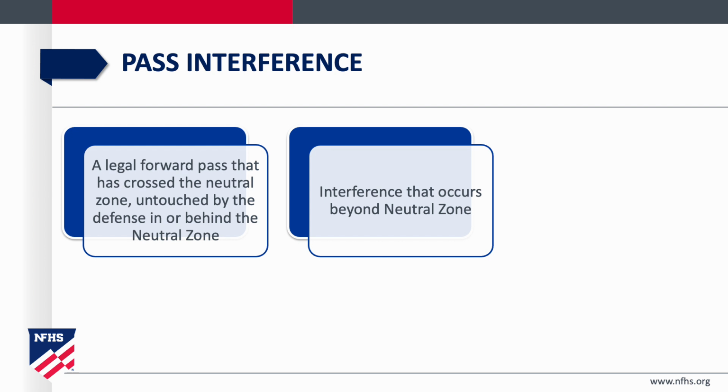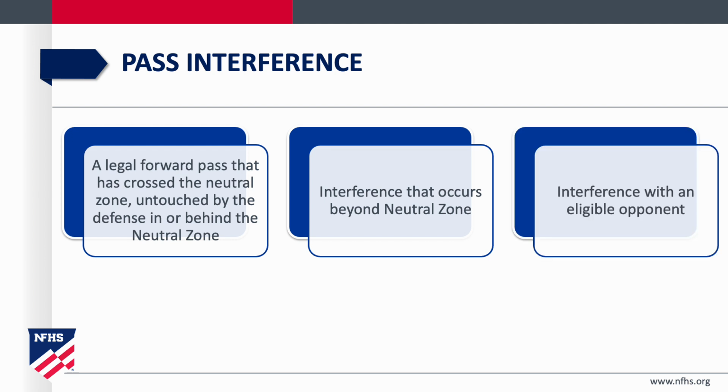Next, any contact that is in or behind the neutral zone by either team is ignored unless it's a personal foul. So, for example, if the offense runs a screen pass, the receiver can be legally contacted as long as he's still behind the neutral zone. However, he still can't be held as that is a foul.